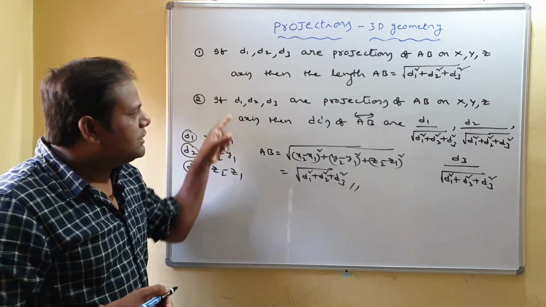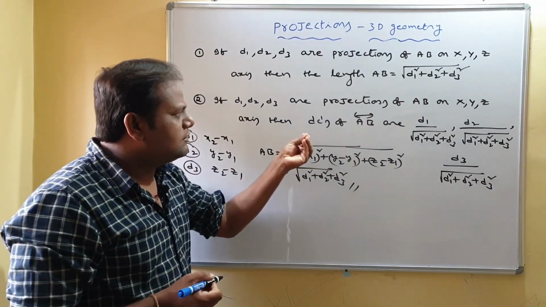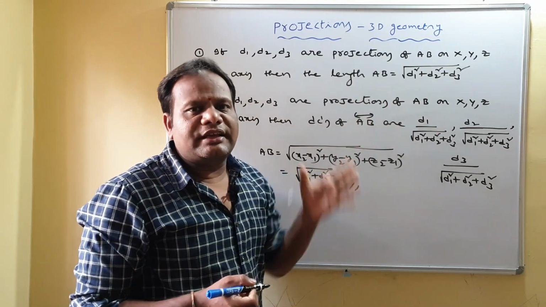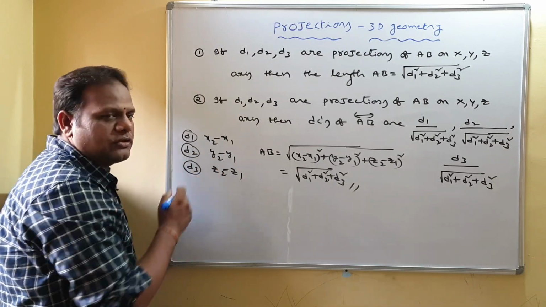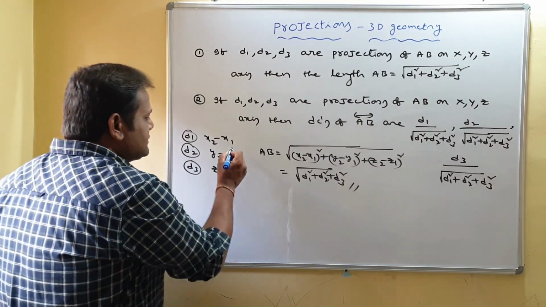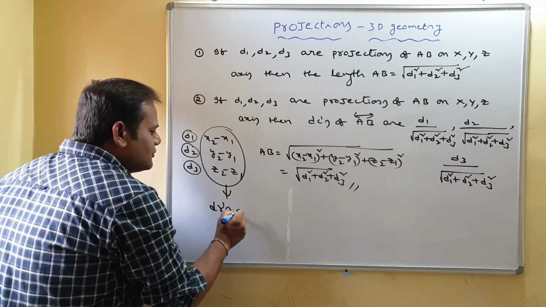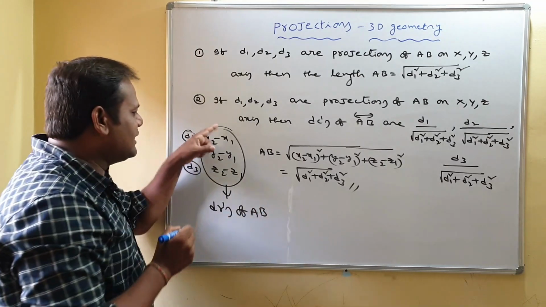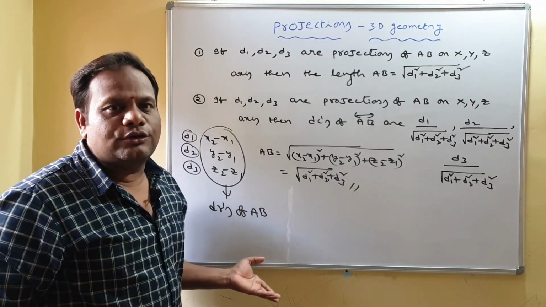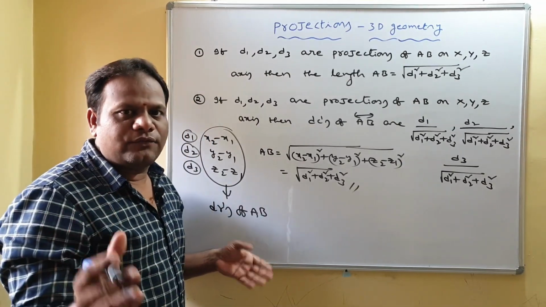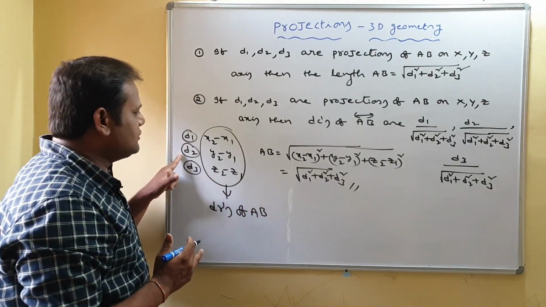Coming to the second one, d1, d2, d3 are projections of AB on the xyz axes. Then the DCs of the line AB are, see here, what are the projections? x2 minus x1, y2 minus y1, z2 minus z1. You know that x2 minus x1, y2 minus y1, z2 minus z1 are the DRs of AB. So if DRs are given, how to find DCs? We divide with square root of a square plus b square plus c square. So here that is square root of d1 square plus d2 square plus d3 square.